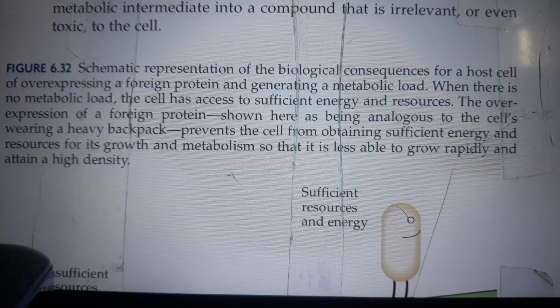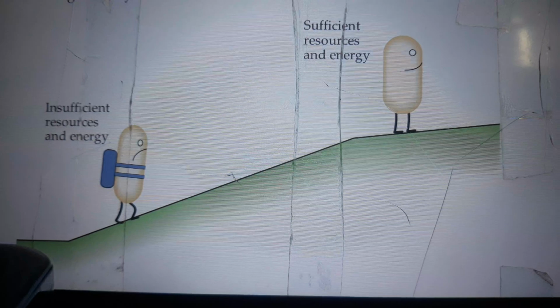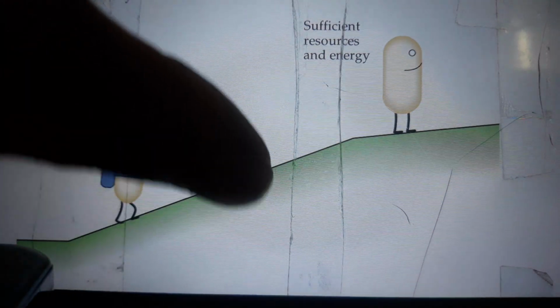This is figure 6.32, which is a schematic representation of the biological consequences of a host cell overexpressing a foreign protein and generating a metabolic load. When there is no metabolic load, the cell has access to sufficient energy and resources. The overexpression of a foreign protein, shown here as being analogous to these cells wearing a heavy backpack, prevents the cell from obtaining sufficient energy and resources for its growth and metabolism, so that it is less able to grow rapidly and attain a high density. Sufficient resources and energy, insufficient resources and energy.